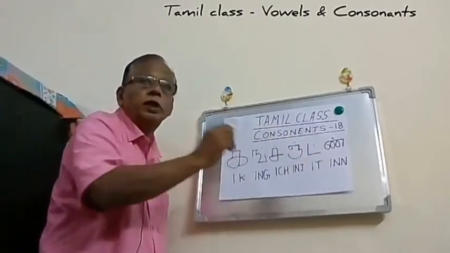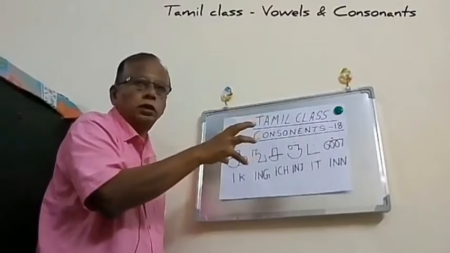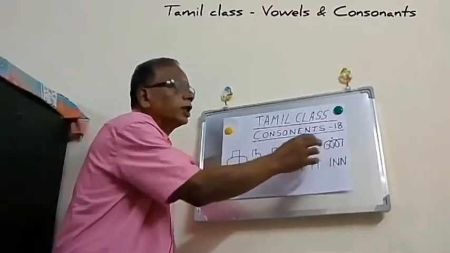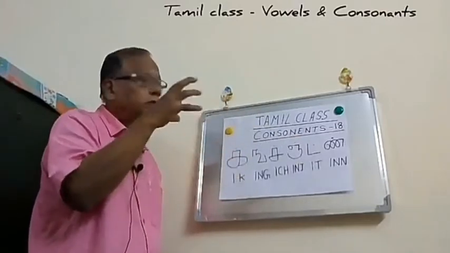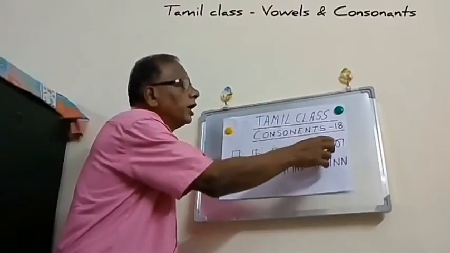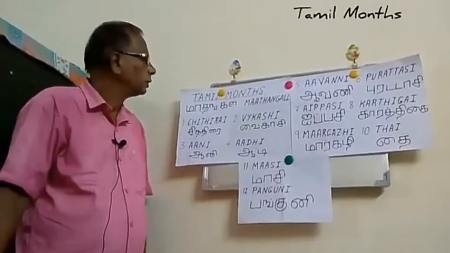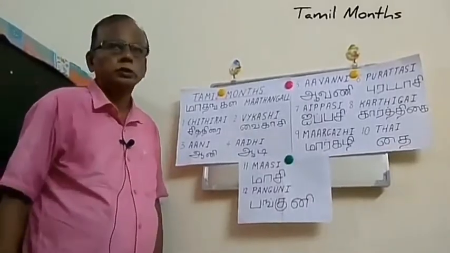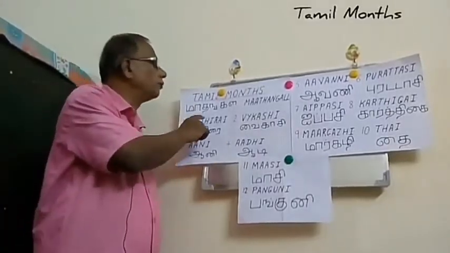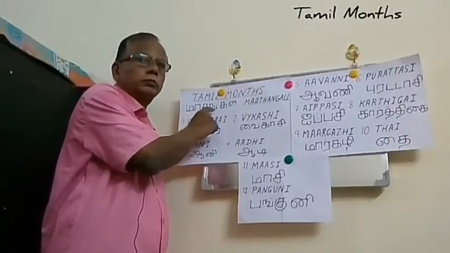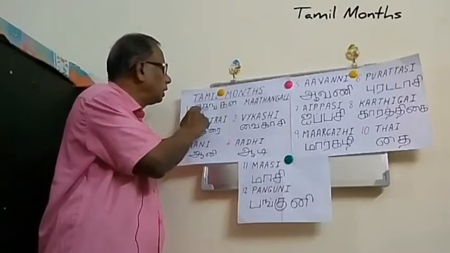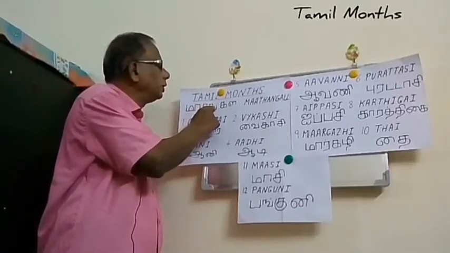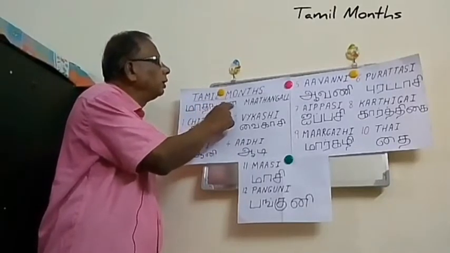So the six letters, you have to practice them. Six letters of consonants I have taken. Now I will be replacing them and taking other six consonants. I am taking Tamil months. See, for months we say Madam, so Madangal means plural.